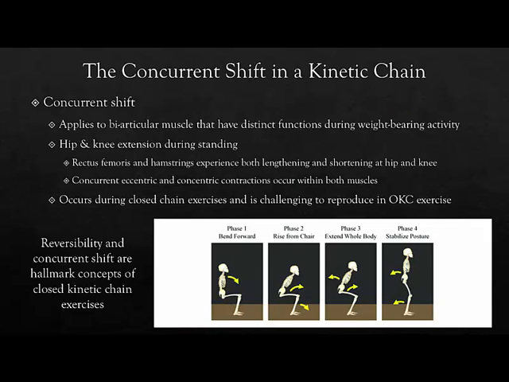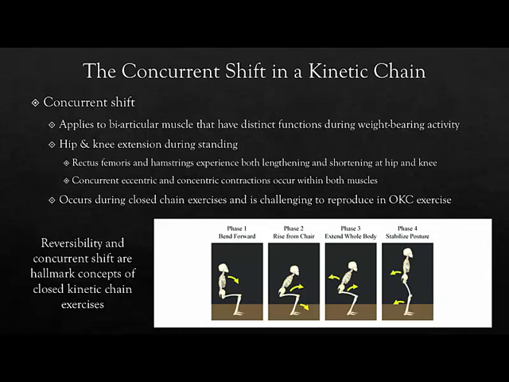The concept of concurrent shift applies to biarticulate muscles that have distinctive muscle actions within the kinetic chain during weight-bearing exercises. For example, in a closed kinetic chain, simultaneous hip and knee extension occur when a person stands from a seated position. To produce this movement, the rectus femoris shortens across the knee while it lengthens across the hip.